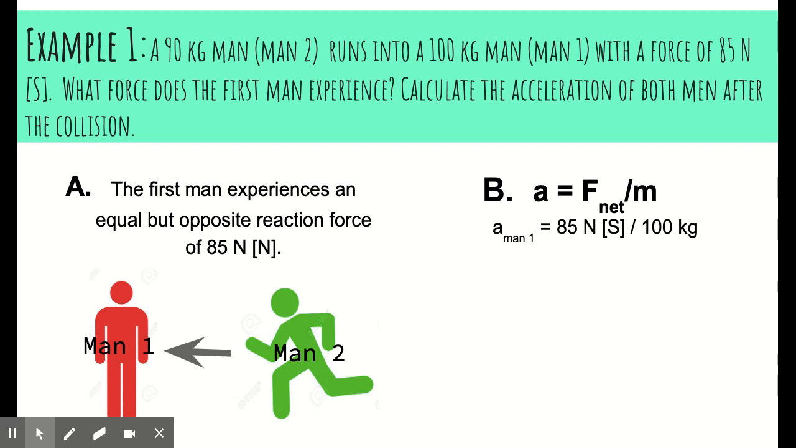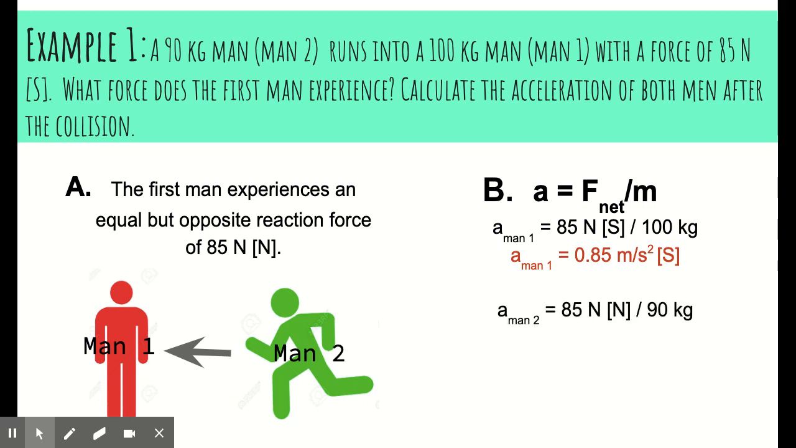So here we have the acceleration of man 1. We know that man 1 is receiving a force of 85 newtons south, and man 1 is 100 kilograms. So if we have a net force of 85 newtons south, we're just assuming that there's no other forces acting on him. His acceleration will be 0.85 meters per second squared towards the south.